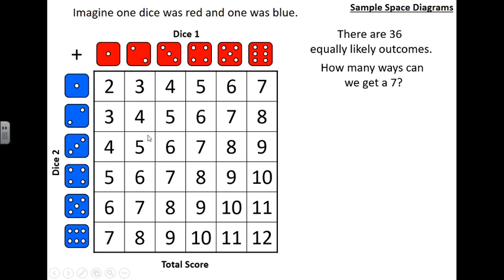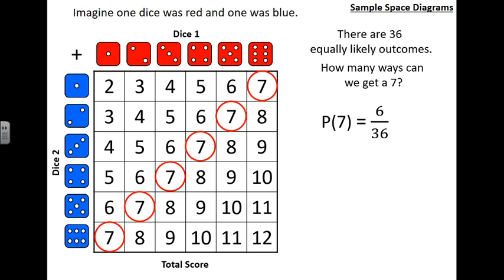But the point is, there are more ways to make 7 than there are any other number. So the chance of you getting a 7, you can see there are 6 numbers out of 36. So the probability of a 7 is 6 out of 36, which you can simplify if you wanted to. Alternatively, if you went for a 12, there's only one option. So there's not much chance of a 12 happening.